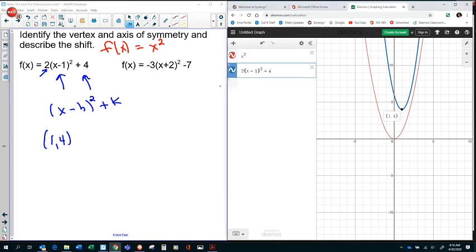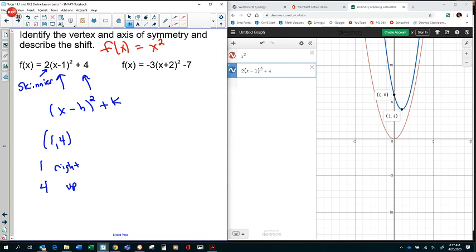Notice what happened here. We shifted to the right 1, because again, even though this is a minus h, it's a positive 1. We shifted 1 to the right, and we went up 4 from our original equation. And look, it got skinnier by a factor of 2.